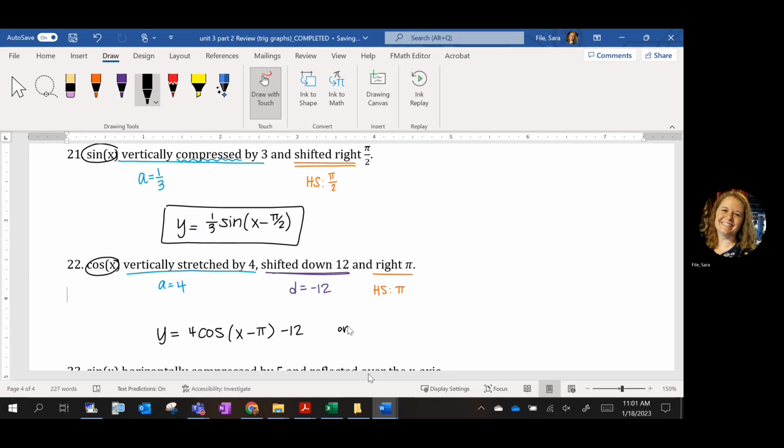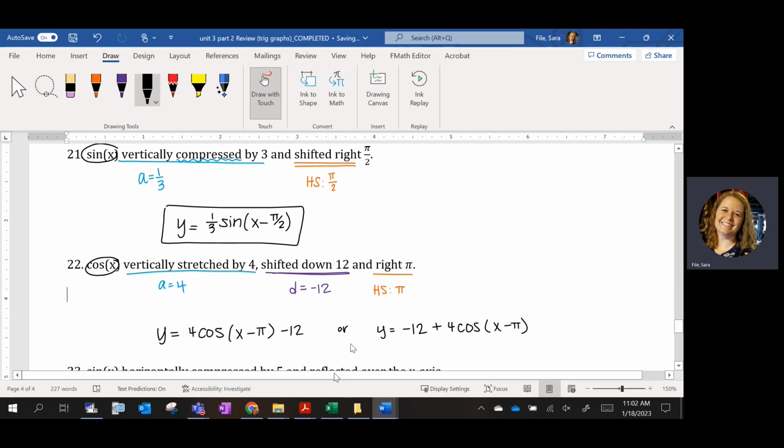Or that D could be at the beginning. So you could start with negative 12, and then this is positive cosine. So you'd write plus 4 cosine of x minus pi. Okay, so that minus 12 can be at the beginning or the end. Both of those are correct. Good? All right.